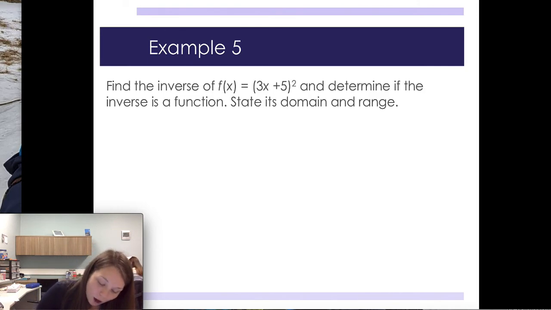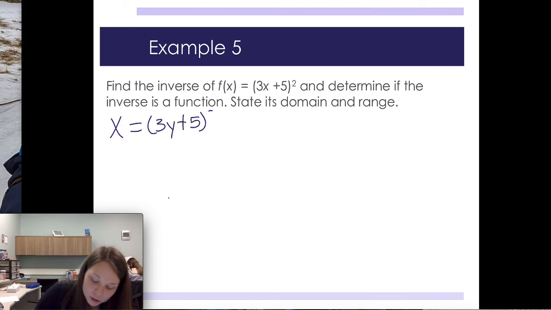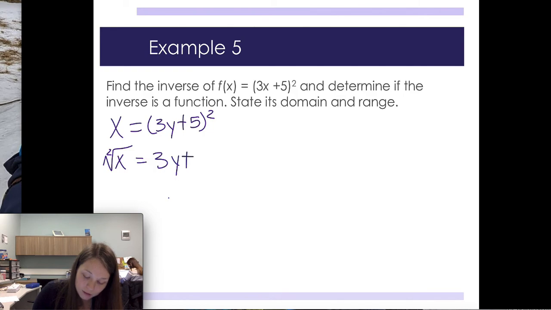So starting this one off, I'm going to switch x and y. So I would get x equals (3y plus 5) to the power of 2. Square rooting both sides, square root of x equals 3y plus 5. But don't forget, when we are the ones introducing the square root, we have to include a plus or minus sign in front because a positive and a negative number when squared gets us the same value.